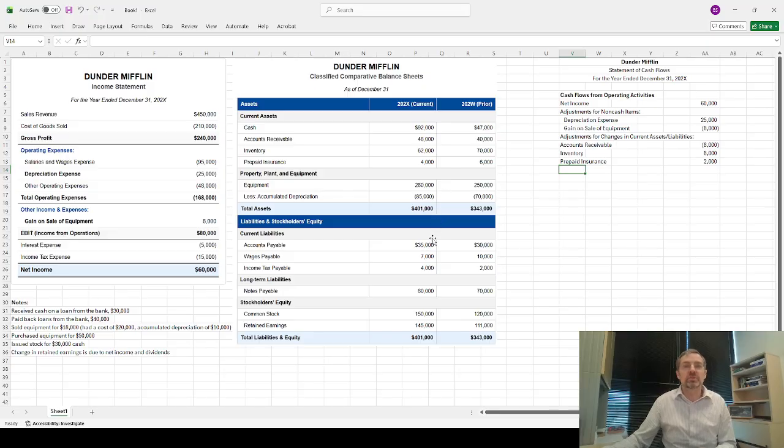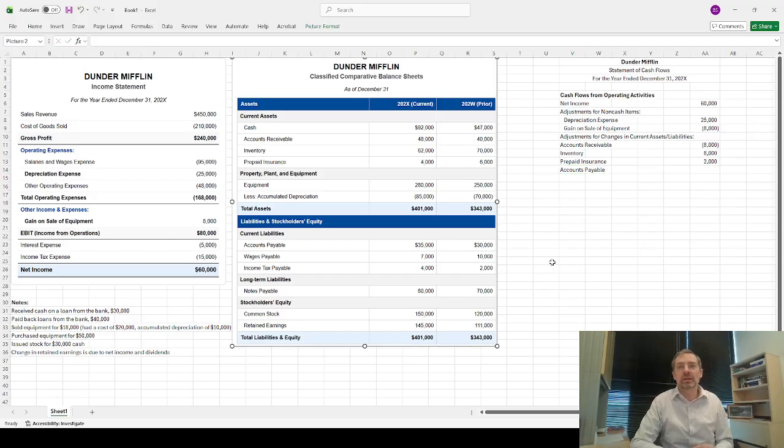Now we're going to go to the current liabilities. We have accounts payable. And this one is the opposite of our current assets. So with accounts payable, the $30,000 at the beginning was not included in the net income. So usually these represent expenses. And the expense was not included in the $60,000 net income, but we did pay that $30,000 from the beginning of the year. So we have to subtract the 30, but then add the 35.